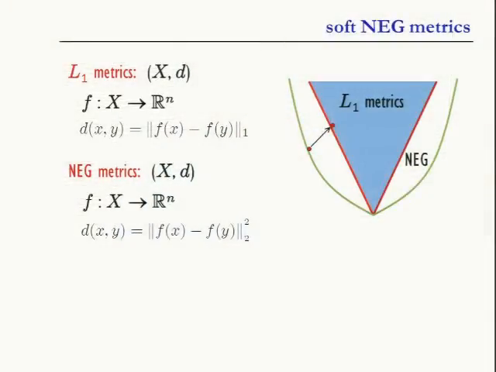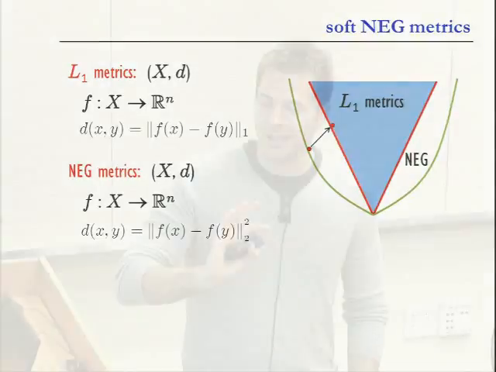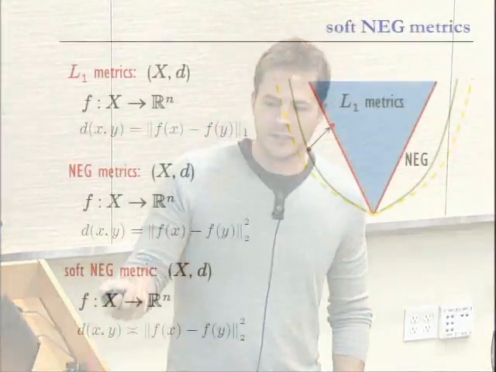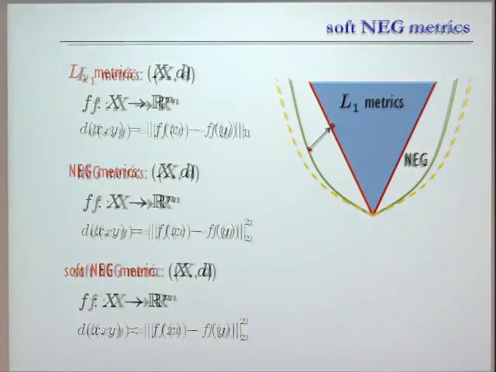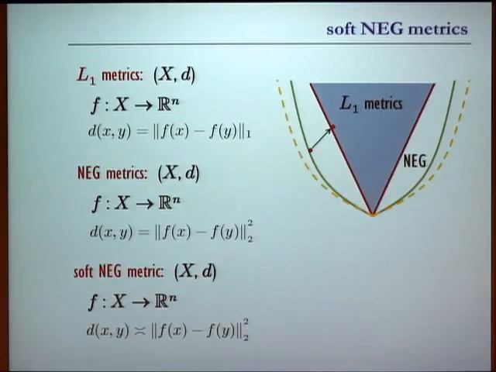I'm actually going to introduce one more object. We have the negative type metrics, we have the L1 metrics, and the last thing we're going to need is something that I call soft negative type metrics, and I'll tell you why they're interesting. This is the set of metric spaces where the distance isn't exactly equal to the squared Euclidean distance, but is equivalent to it up to constant factors. There's an implicit constant here, but maybe the distance is at most 10 times the squared Euclidean distance and at least the squared Euclidean distance.